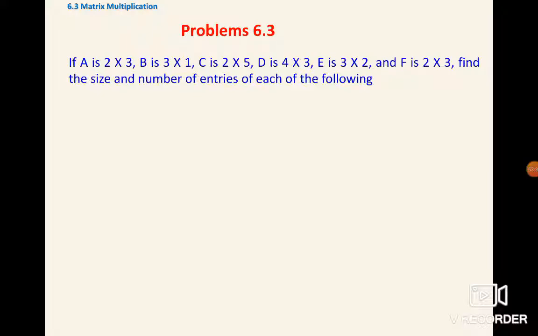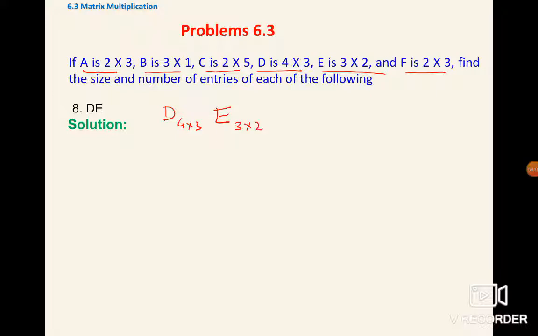Now find the size and number of entries. There are A, B, C, D, E and F, 6 matrices. Find the size and the number of entries of each of the following. Can we find D and E? What is the size of D? It is 4 by 3. What is the size of E?